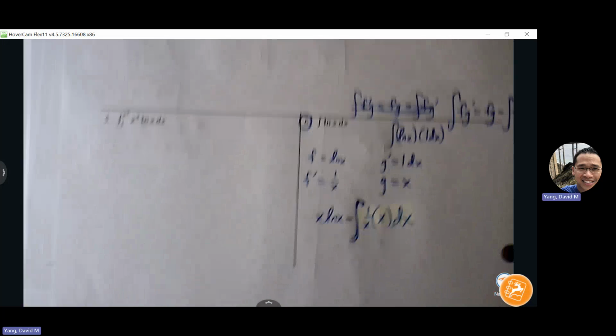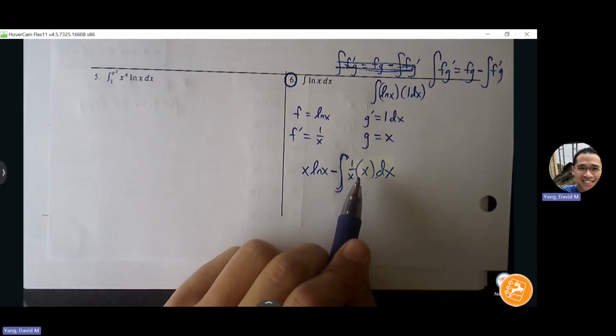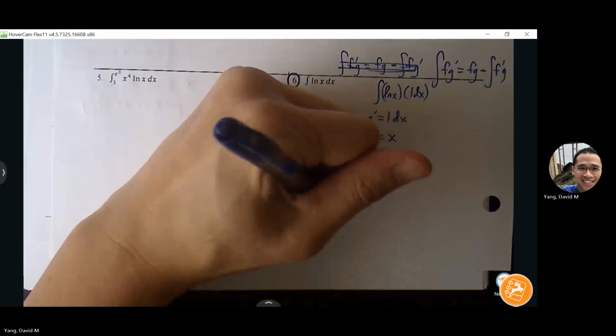Okay, so the first portion is done. This comes out to be just 1. What's the integral of 1? Just x.